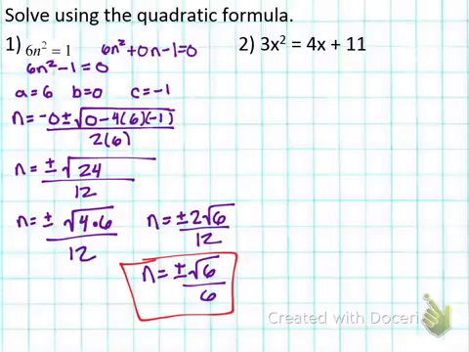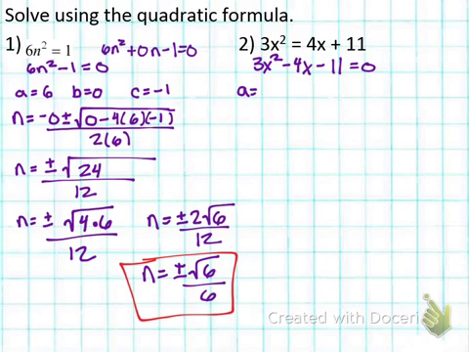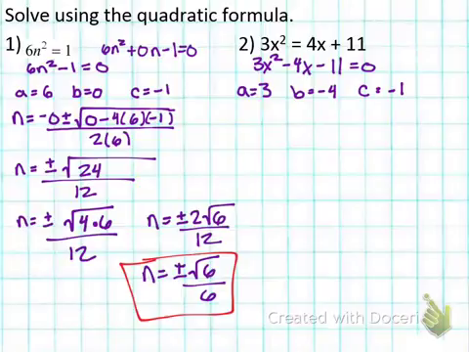Okay, number 2. First thing I'm going to do is move everything over so that it's equal to 0. So I subtract 4x from both sides, and I subtract 11 from both sides. That gives me 3x squared minus 4x minus 11 equals 0. Okay, that means my A is 3, B is negative 4, and C is negative 11.